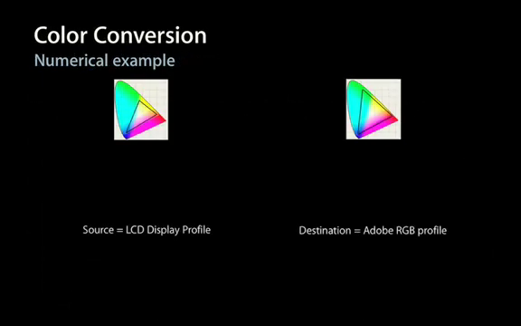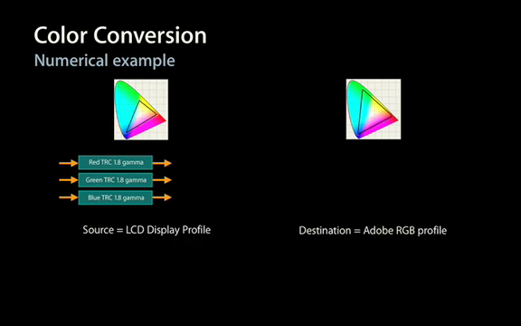So I'd like to illustrate that with some numerical example. Let's take again, as example, two profiles I already mentioned. My source this time will be the LCD display profile. My destination is going to be Adobe RGB. There are many different types of profiles, and the one I'm going to use as an example here is a so-called matrix-based profile. It contains the information which allows me to build the tone rendering curves that are applied in the process of converting the data from device to PCS, curves that very often are popularly called gamma.